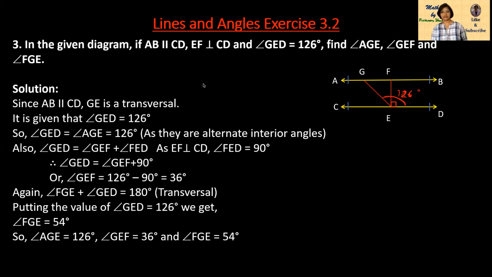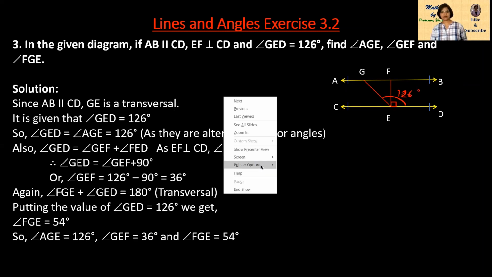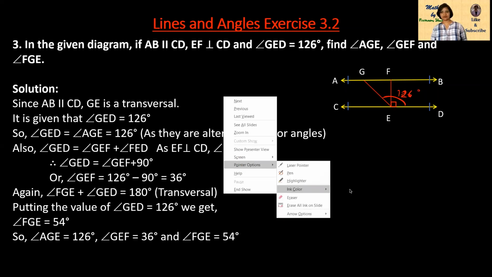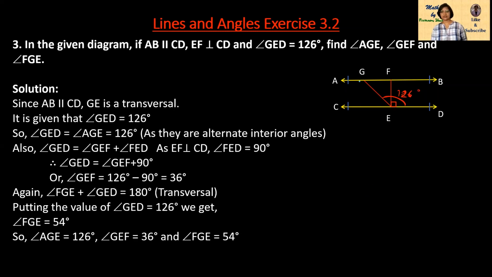I am just changing the ink, then we can see clearly which angle we have to find, right? So here I am taking some other color. We have to find AGE, this. We have to find GEF, this one, right? And we have to find FGE, this one. Okay, so now we are going ahead.